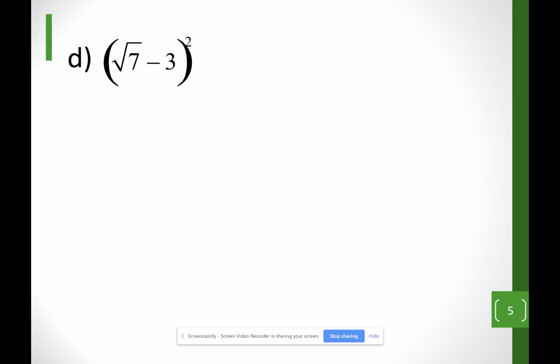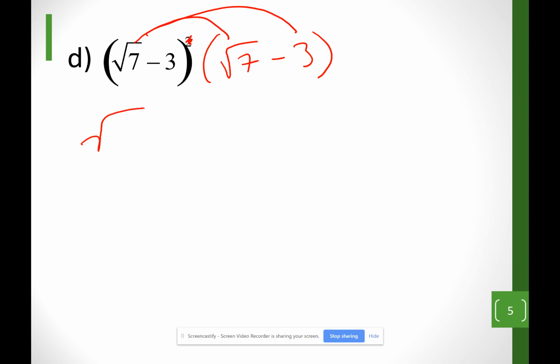Now, the little squared on the outside, do not distribute the exponent to the inside because there is a plus sign in the center. Do not distribute it. What that little 2 on the outside means is you have the same parentheses twice. So if I have a 3, I'll have the same parentheses 3 times. Now let me distribute the radical 7 to the second parentheses. Radical 7 times radical 7 gives me radical 49. Radical 7 times a negative 3, I get negative 3 radical 7.